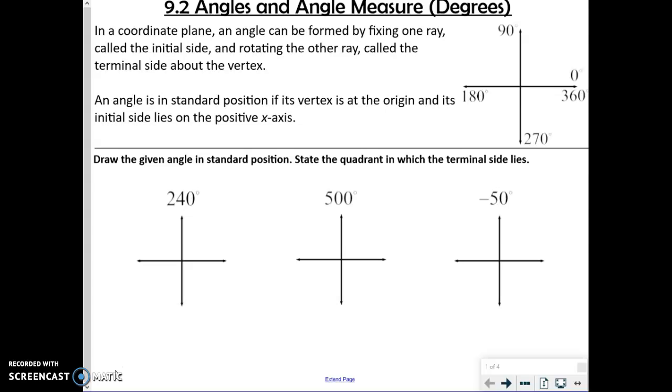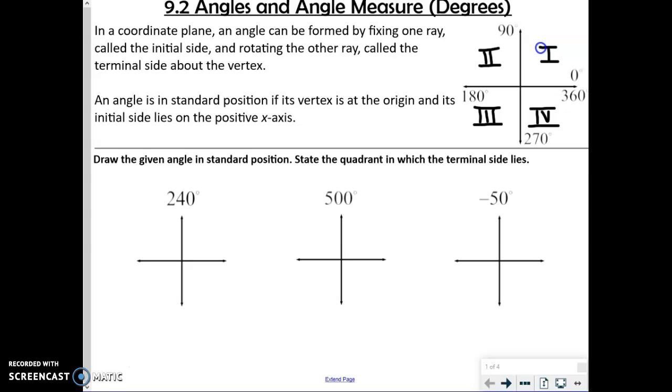Quick review of previous math. The quadrants in a coordinate plane go counterclockwise, starting at the positive x-axis and working your way about the origin: 1, 2, 3, and 4. So the first examples that we have here are just drawing angles in standard position, and then from there we can understand where they are and how to use them or find them.